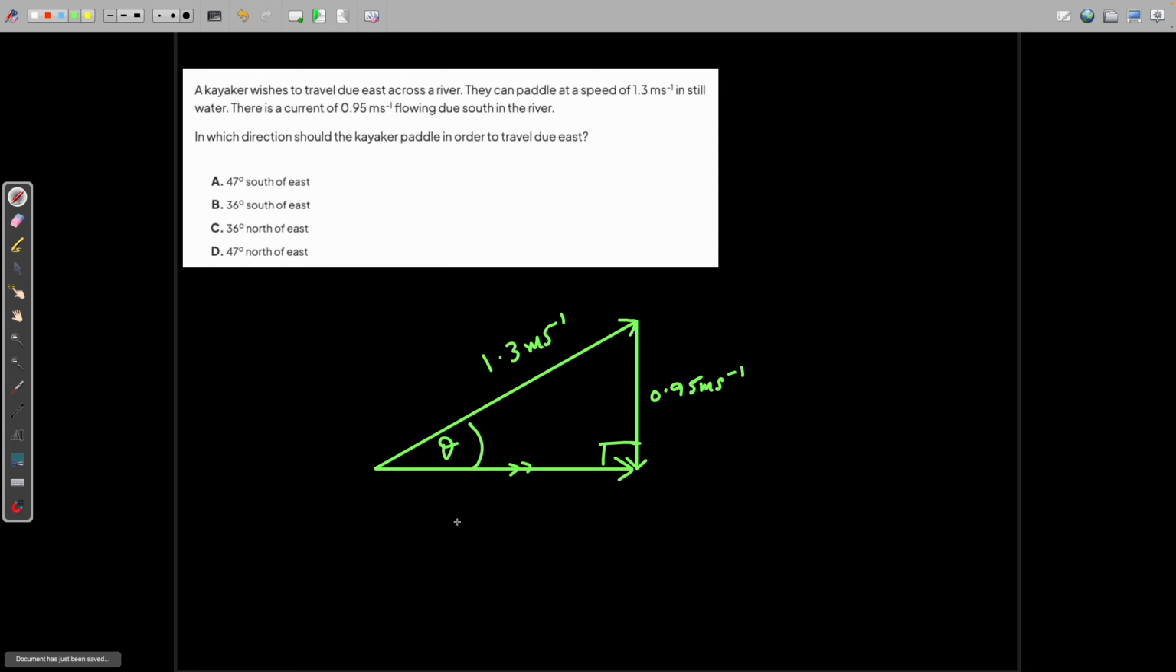So that means you want to do theta equals to, well, that's the opposite and that's the adjacent. No, it's not, that's the hypotenuse. So like that. And that is the adjacent. So then we've got the opposite and hypotenuse. So SOHCAHTOA, so it's going to be sine. So theta is sine inverse of 0.95 over 1.3.